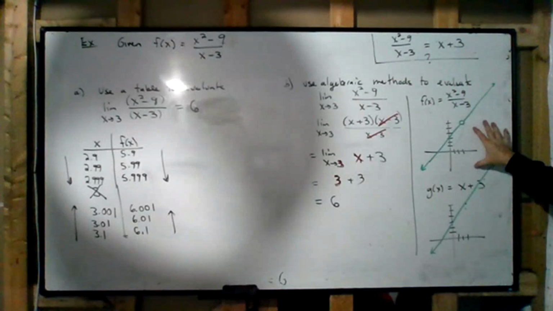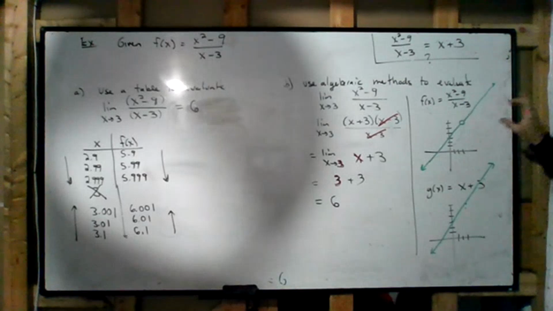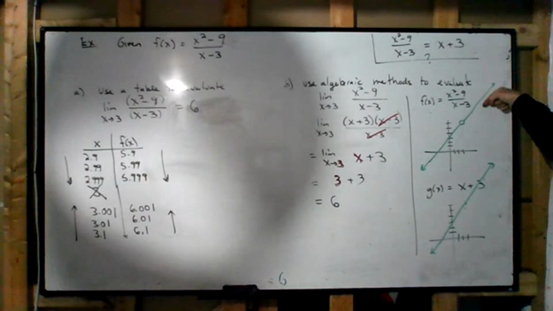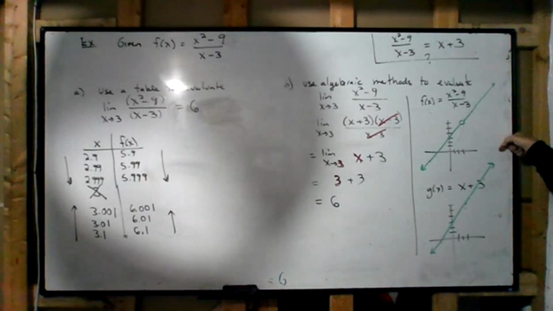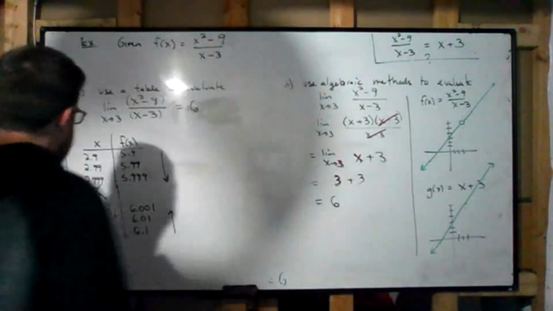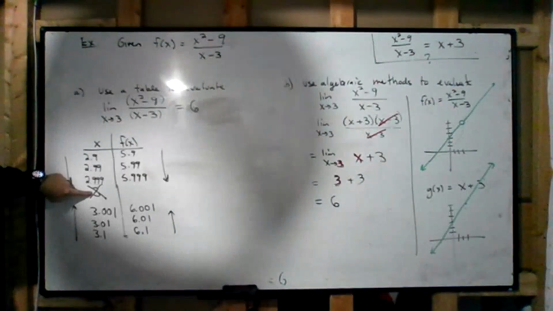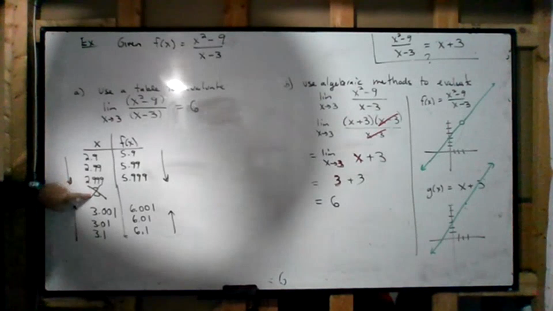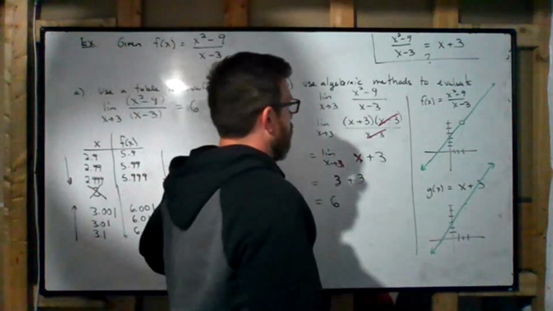Actually, they're equal for every number except what? What x value do they fail at? What x value do these two functions give you a different answer for? Well, the answer is every number but that one, right? Can't plug in 3. If I plug in 3, the bottom is going to be equal to 0.